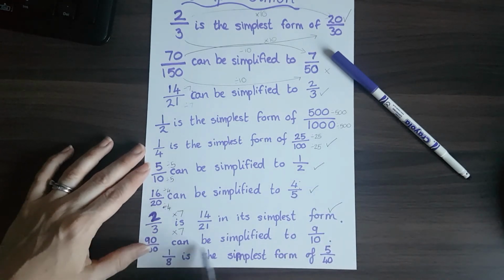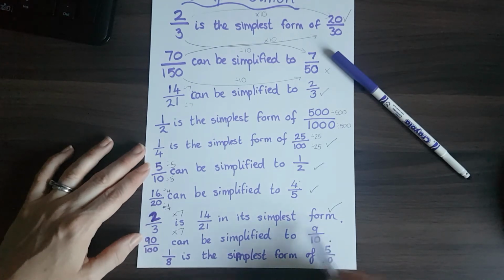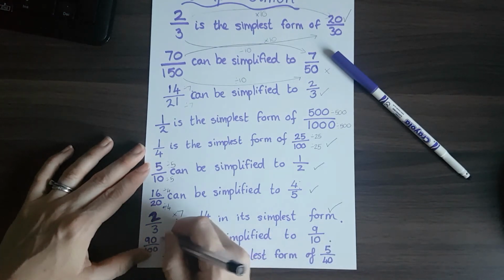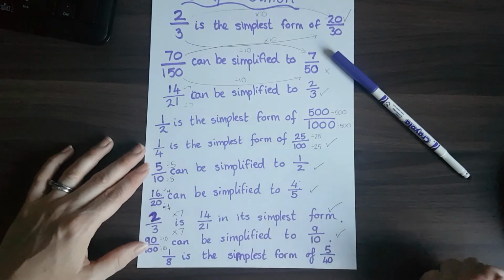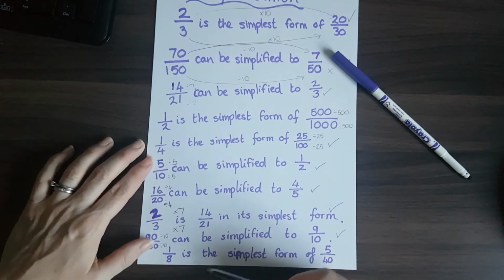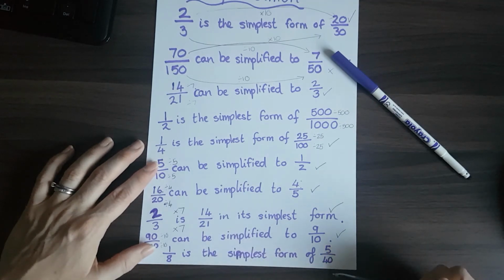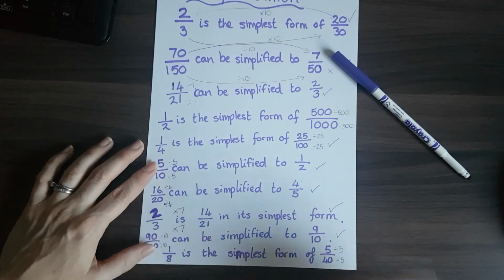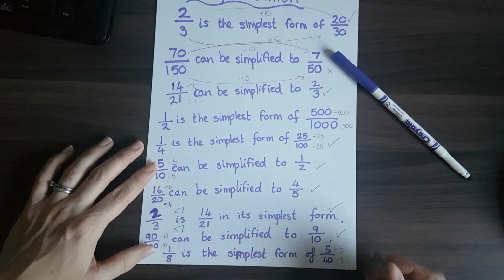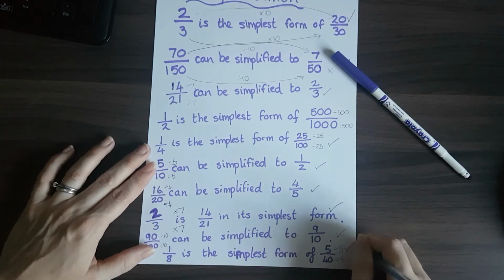90 over 100 can be simplified to 9/10. Divide the top and the bottom by 10 and you're going to get 9/10. So that's correct. 1/8 is the simplest form of 5 over 40. Well, 5 divided by 5 is going to be 1 and 40 divided by 5 is going to be 8. So yes, 1/8 is the simplest form of 5 over 40.